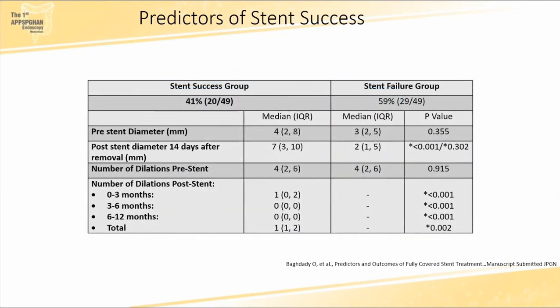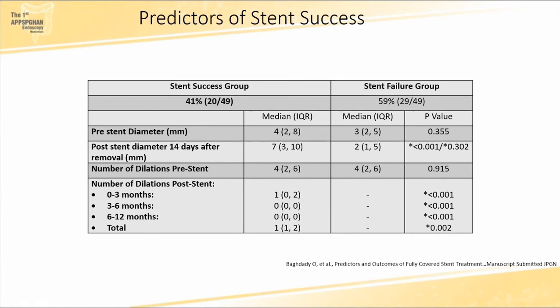We define stent success as not requiring a stricture resection after the stent was placed, and also reducing the number of dilations needed post-stent removal. Based on our criteria, 41% of our patients, 20 out of 49, met criteria for stent success.